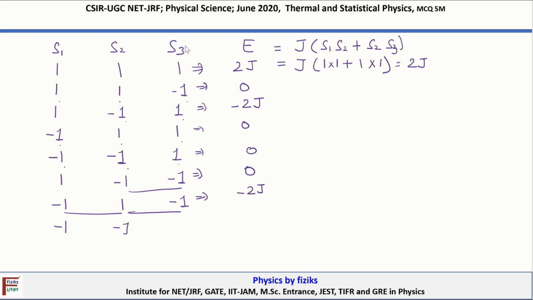Now the last option, where all the spins are pointing in the downward direction: minus 1, minus 1, minus 1. This gives a plus 1 and a plus 1, so an energy of 2J.